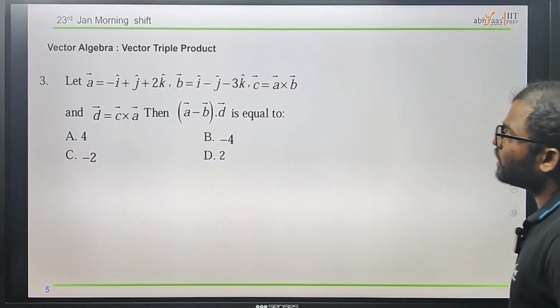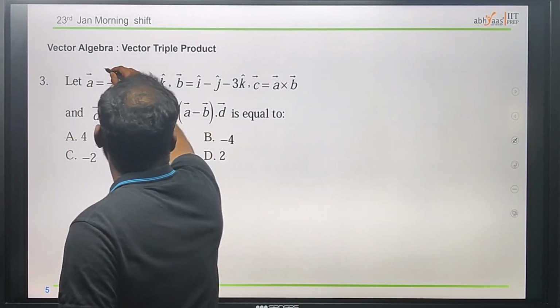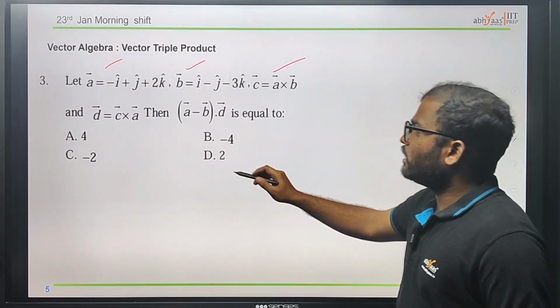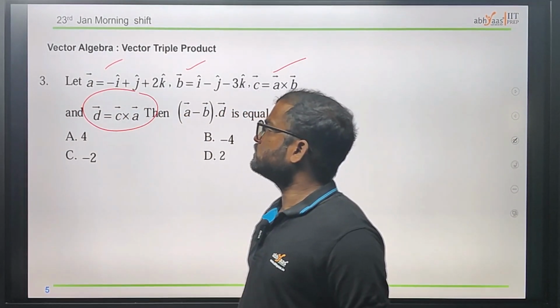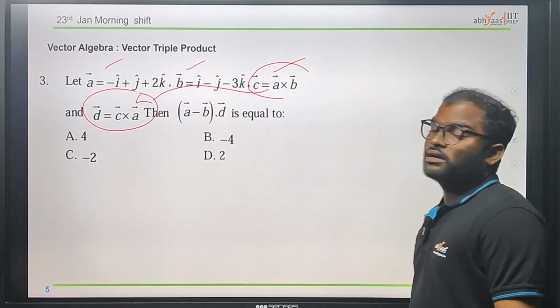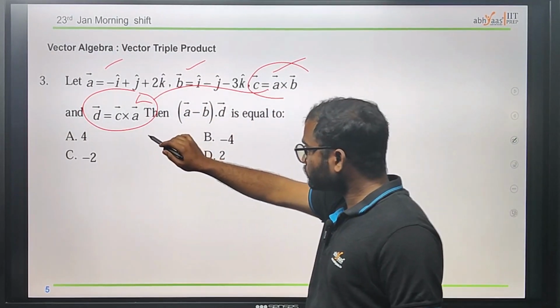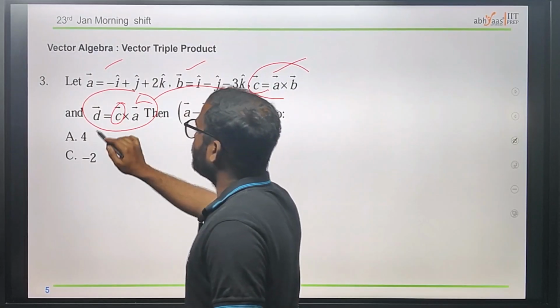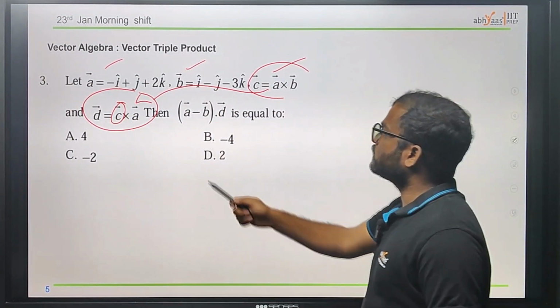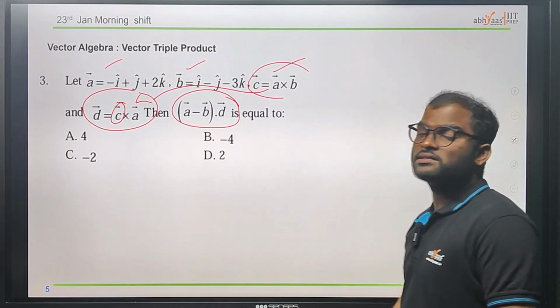Now come to the next question. We have vector algebra, where they give the vectors A and B, and C is the product of those two, A and B, and D is the product of C cross A. First we need to find C. After that just substitute those values in D. Once we get the C value, we get D. Then we can easily substitute those values in this one. It is a simple question.